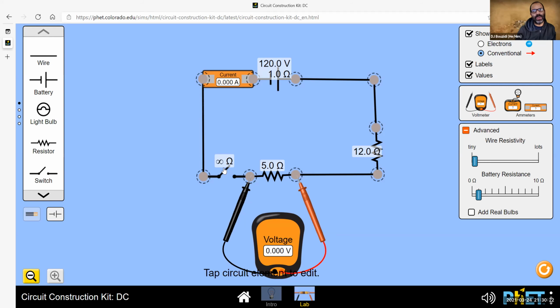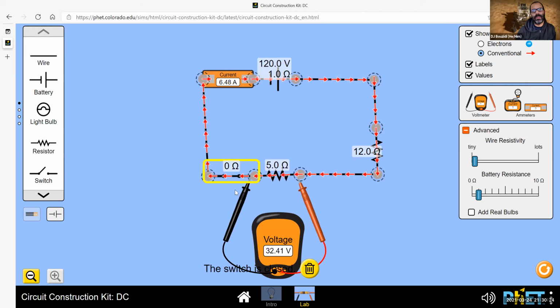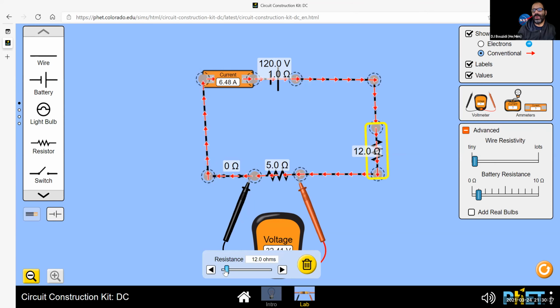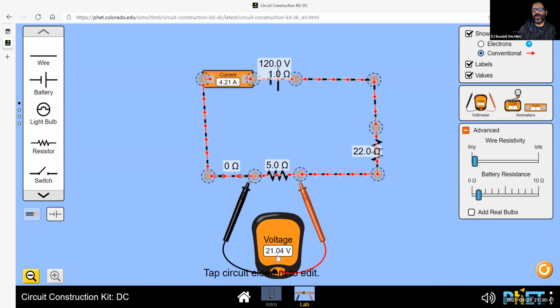All I have to do is close the circuit, and it's closed. Now the reading on my voltage is 32.41 volts. The current is 6.48 amps. Okay, let's change this value in here to another value. This is 22 ohms. Now the voltage has dropped, the current has dropped too.